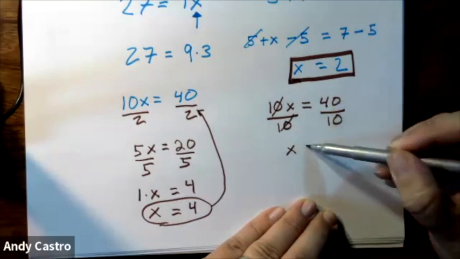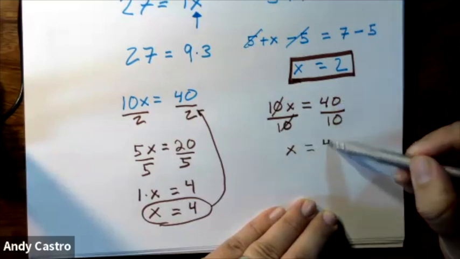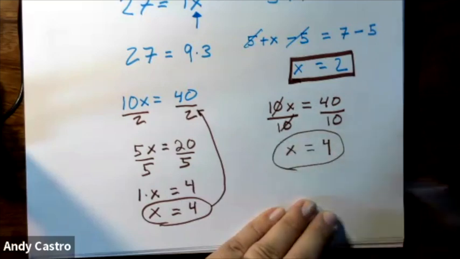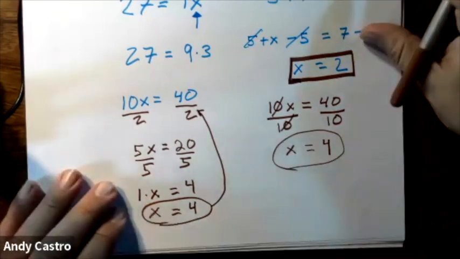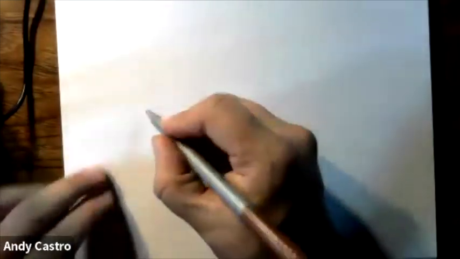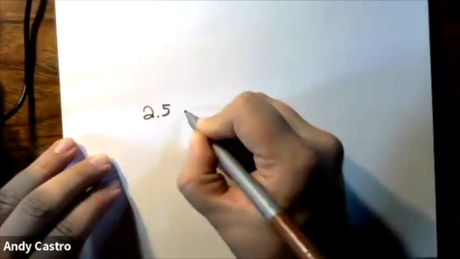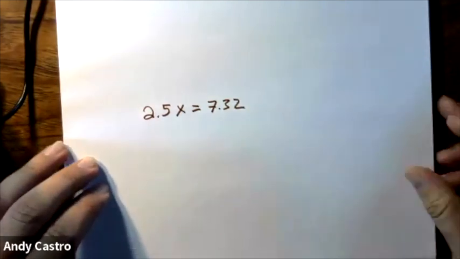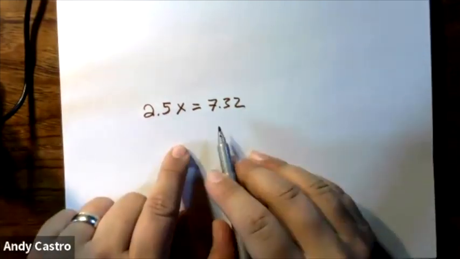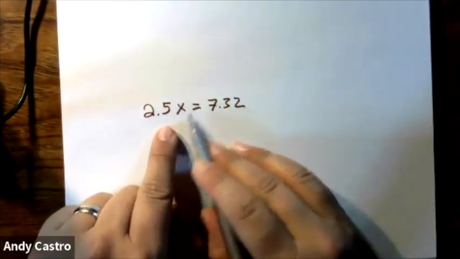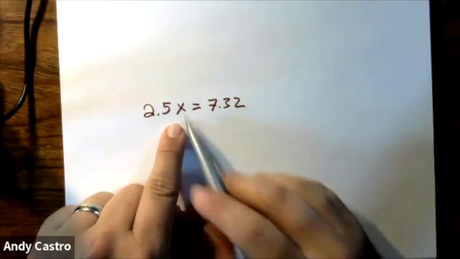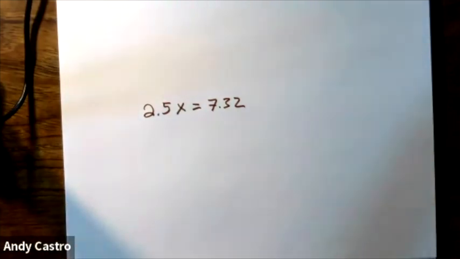Now, 40 divided by 10 is 4. So in one step, I was able to get there. So when you have a problem, let's say you have 2.5 times x is equal to 7.32, right? This is a little bit more difficult to come in here and say, oh yeah, I know exactly what x is, because that's not mental math that we do all the time.